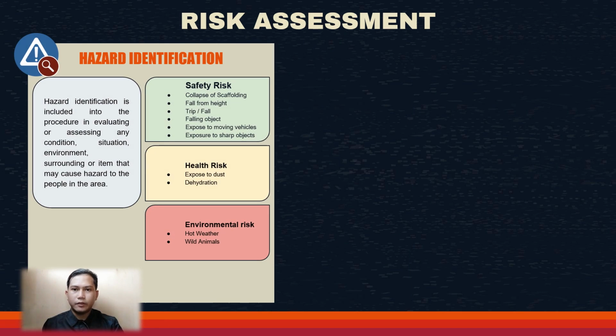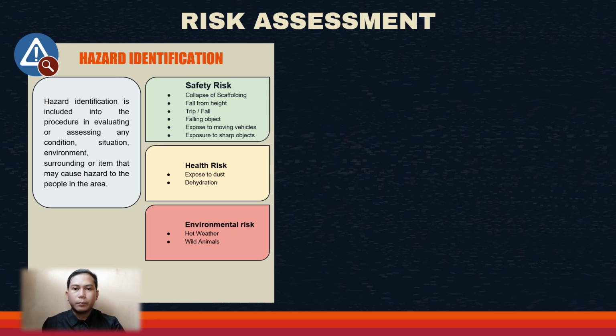Hi, my name is Andrea. For today, I am going to explain on the hazard identification. Hazard identification is included into the procedure in evaluating or assessing any condition, situation, environment, and surrounding or item that may cause hazard to the people in the area. Based on the working environment and the condition of the site, the workers on site are exposed to such risks that may affect the health and safety of the workers.